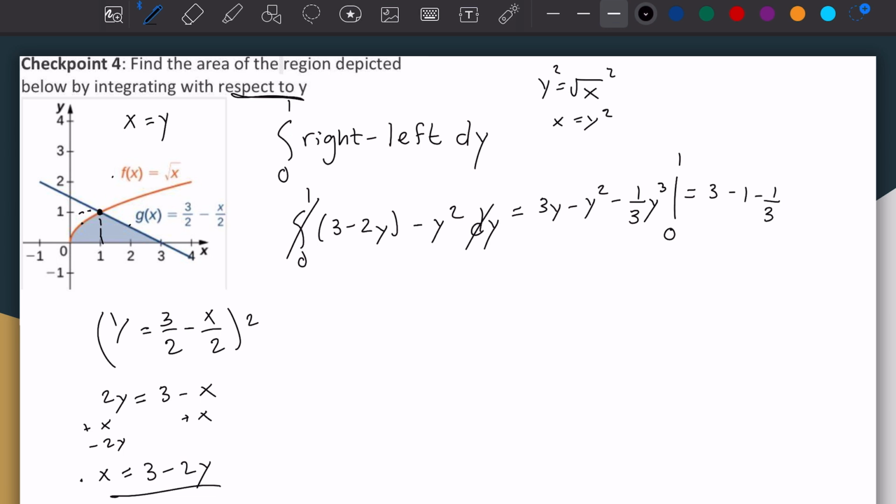which, as you can tell, is then just going to equal, from the calculator, make it a lot easier, 3 minus 1 minus 1/3 is going to give us 5/3. It's the same answer as before, just a much easier, quicker, and simpler way to get there.